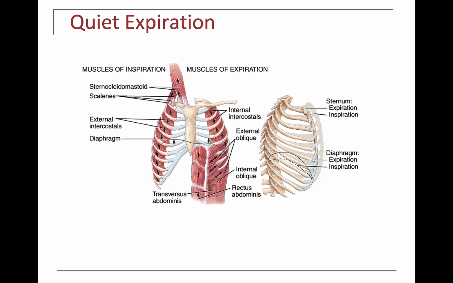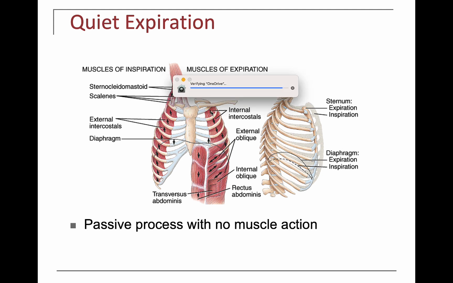In quiet expiration, this is actually a passive process. The external intercostals, which were elevating the ribs in quiet inspiration, relax, and we relax the diaphragm. So it is a passive process with no action. The lungs go back to their original size because they have lots of elastic tissue, and there's also that surface tension that we've talked about in a prior video between the water molecules and the alveoli that help them assume the smallest position possible.